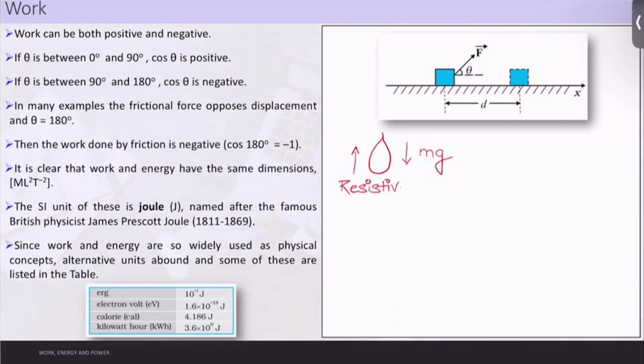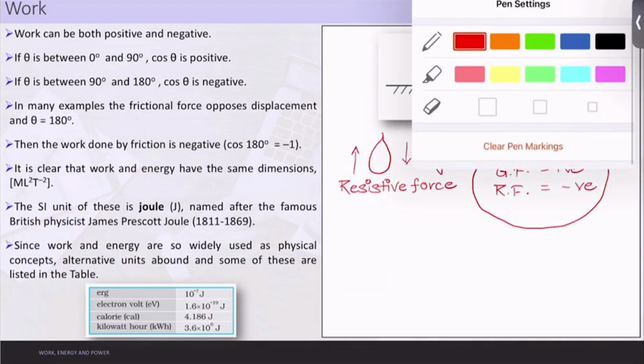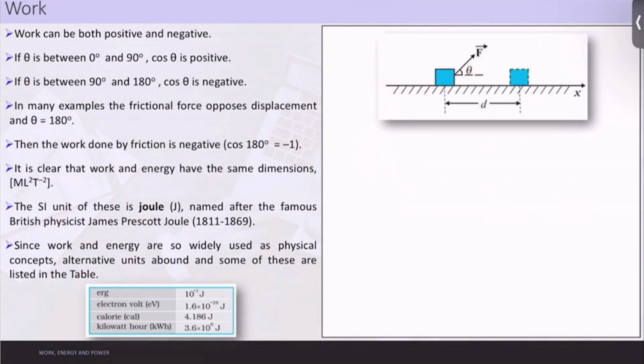And when we calculated the results, the work done due to the gravitational force came out to be positive, but the work done due to the resistive force came out to be negative. Okay, so we have already seen an example in which the work done calculated was positive and also negative. Fine then. So work can be both positive and negative. If theta is between 0 and 90 degrees, cos theta is positive.